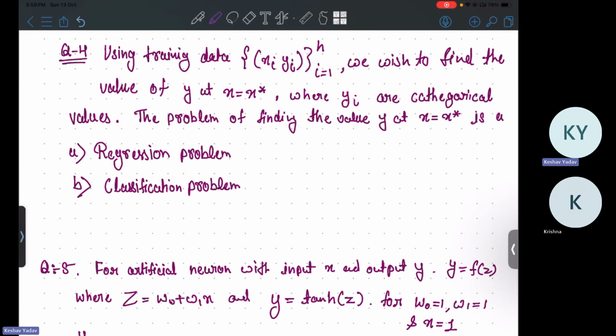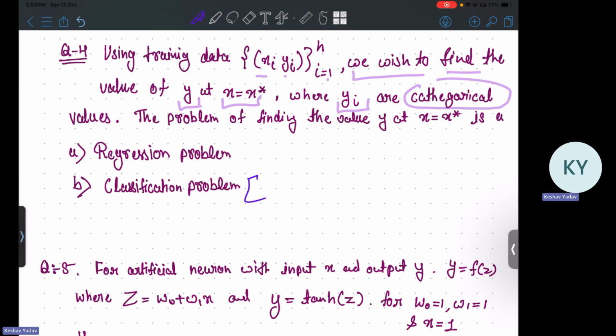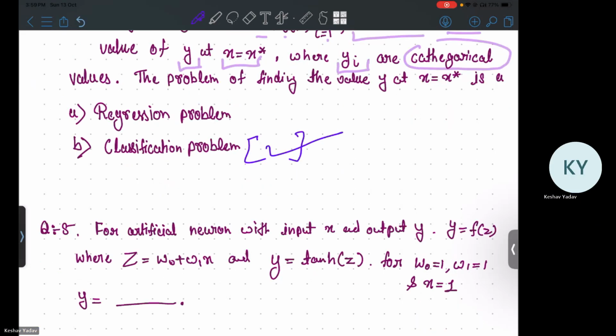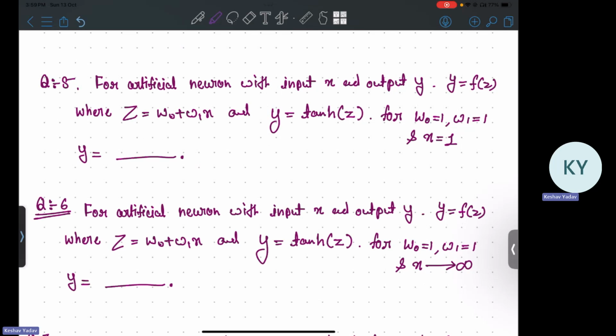Similar to that problem, the training data xi, yi, i goes from 1 to n. We wish to find y at x star, but here yi is categorical. It is not real. So if it is categorical, then the problem is a classification problem, not a regression problem. The next problem.